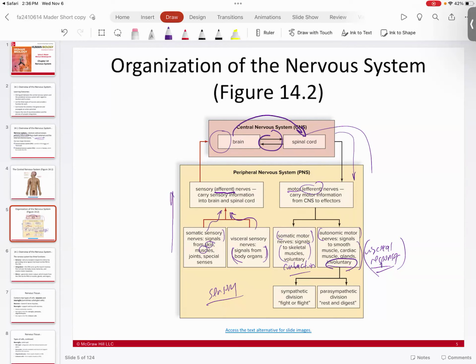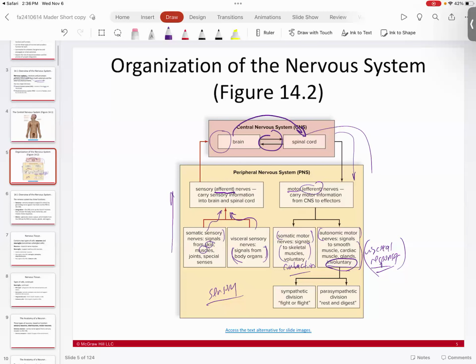And so these outward paths that are unconscious and involuntary can be broken into two different pathways. One's called the sympathetic division or the fight or flight division. This is your stress response. The other one is the parasympathetic division, which is the rest and digest. This is your rest response.